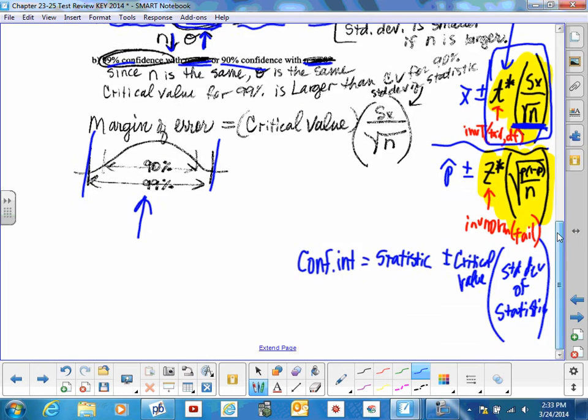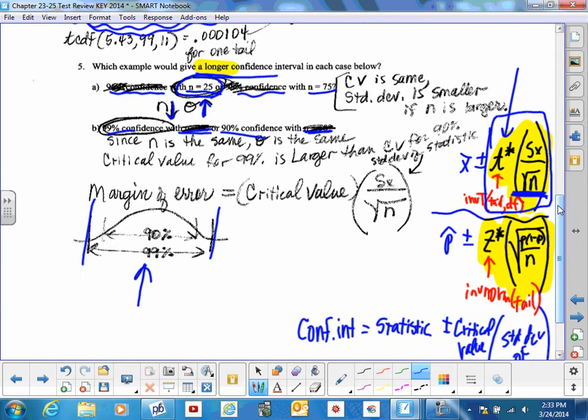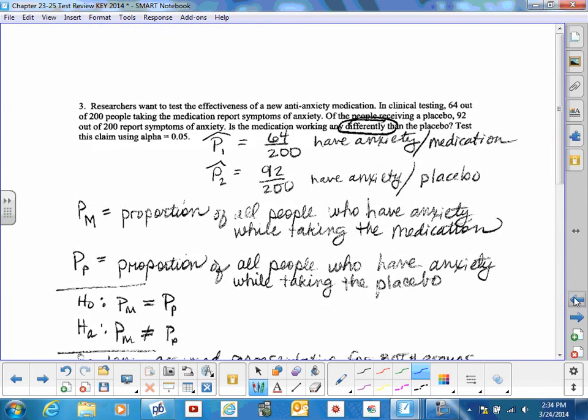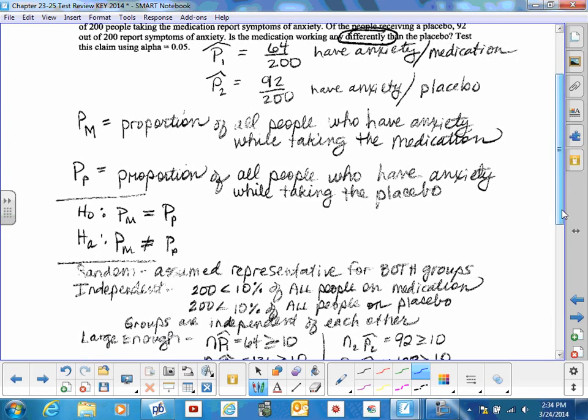Okay. Any questions on the 1 through 4 that I skipped over that you have checked on? Which one was number 3? I think that was a proportion. Number 3 is a 2 proportion, so you are allowed to do that one in the calculator.